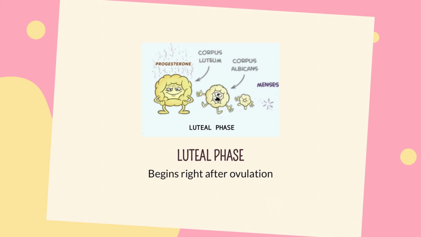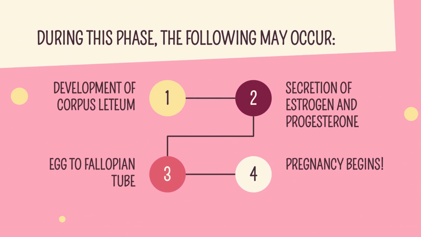It begins right after the ovulation. Once the egg is released, the empty ovarian follicle develops into a new structure called the corpus luteum. The corpus luteum secretes the hormones estrogen and progesterone. The progesterone prepares the uterus for a fertilized egg to implant. If conception happens, the fertilized egg will travel through the fallopian tube to implant in the uterus and pregnancy begins. However, if the egg is not fertilized, it passes through the uterus and the lining breaks down and sheds. This is now the beginning of the next menstrual cycle.